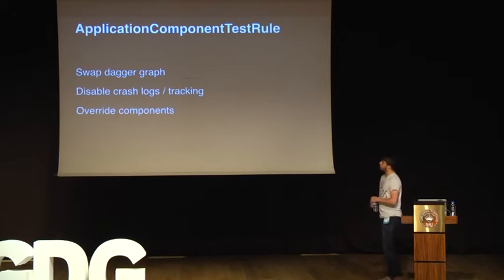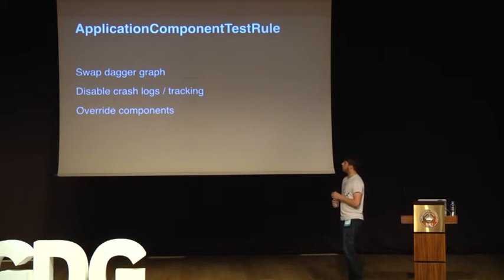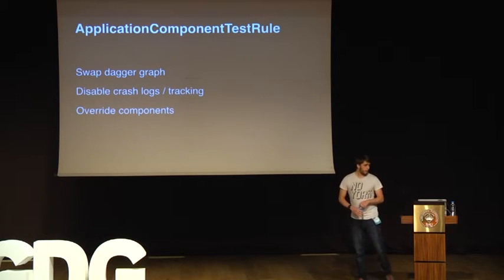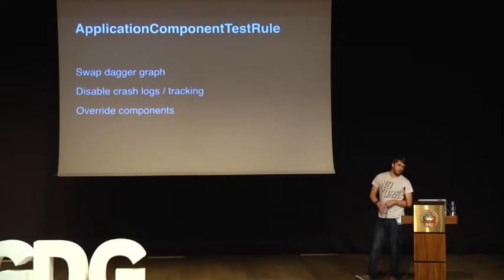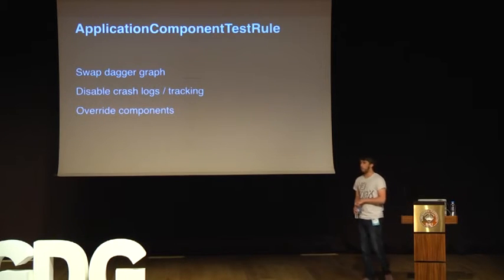And probably the most important rule of all is the application component test rule. In the app, we use Dagger 2, and we want to be able to swap the Dagger graph, so we can override some components, and we can also disable the crash logs and the tracking. And we can also do something really important, which is telling Espresso when we are doing background tasks, so it can wait.